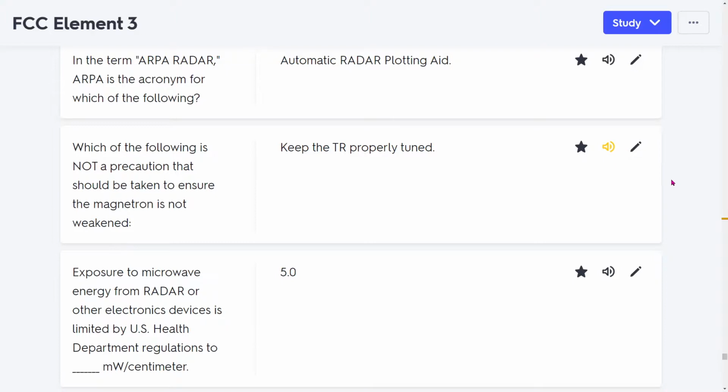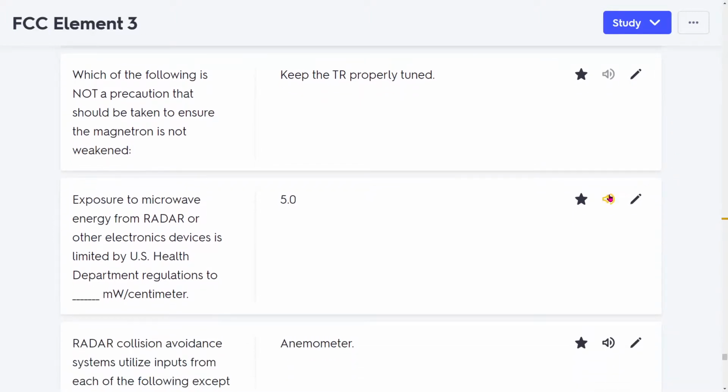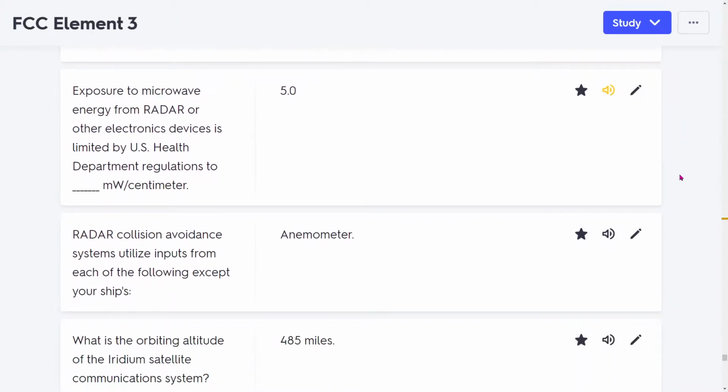Which of the following is not a precaution that should be taken to ensure the magnetron is not weakened? Keep the TR properly tuned. Exposure to microwave energy from radar or other electronics devices is limited by U.S. Health Department regulations to blank milliwatts per square centimeter. 5.0.